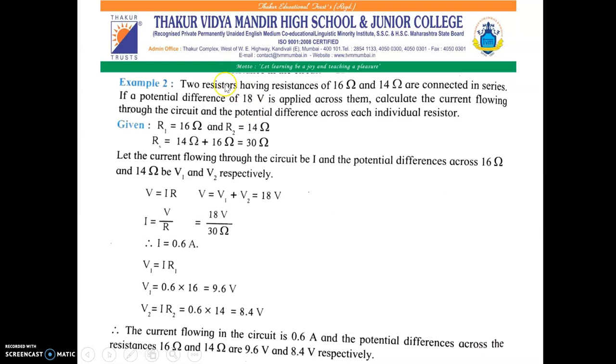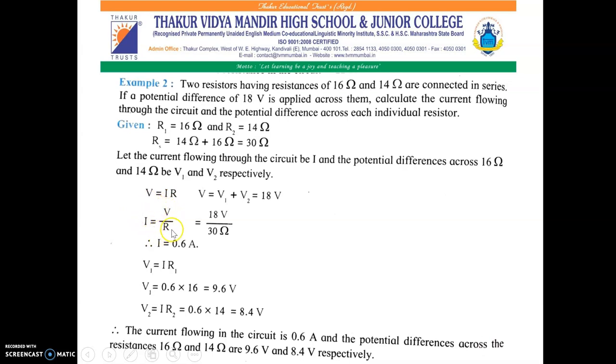Now, let the current flowing through the circuit be I and the potential difference across it be 18 volt, which is given, right? So over here the voltage will be different, that is V1 and V2 across the two resistors, that is R1 and R2. So the total potential difference will be equal to V1 plus V2, and that is given 18 volt. It is the total voltage, but still we don't know the value of V1 and V2. In order to find that, first we need to find out the value of current flowing through the circuit.